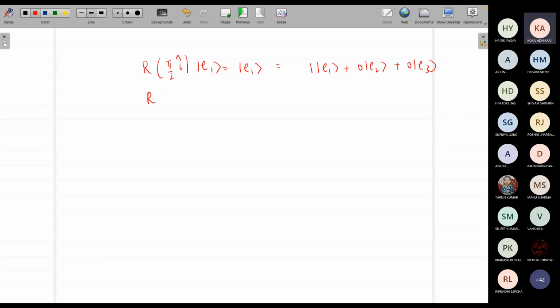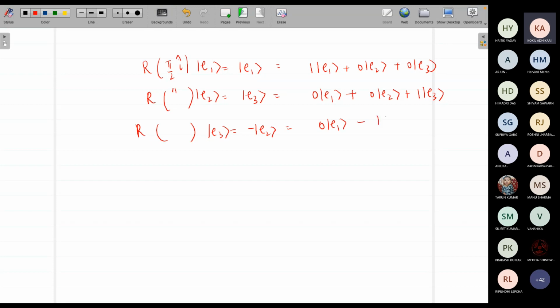And similarly, R of the same acting on E2 gives what? The Y axis becomes your Z axis. So this is 0 of E1 plus 0 of E2 plus 1 of E3, right? And lastly, R acting on E3 gives minus of E2, which is 0 of E1 minus 1 of E2 plus 0 of E3, right?